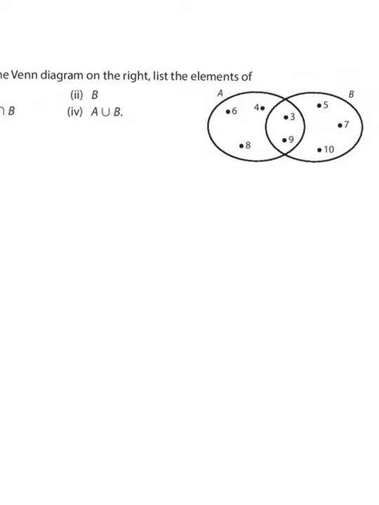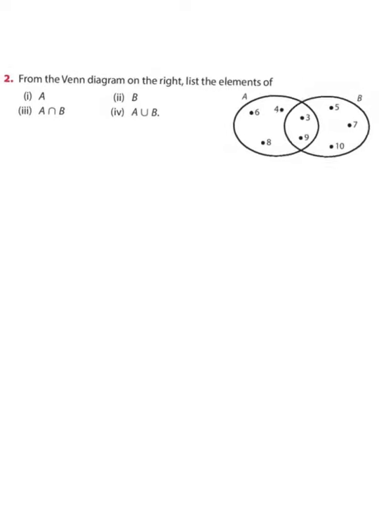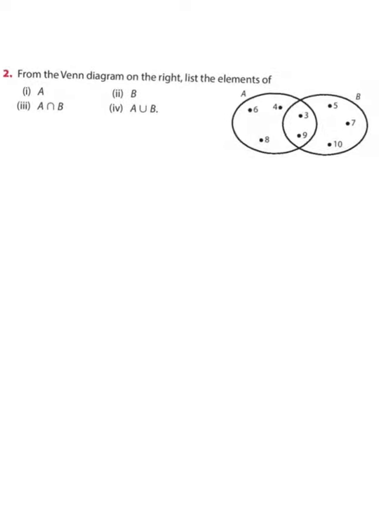Okay, so the next thing that we're going to do is we're going to give you a Venn diagram here so you can fit it into the screen. So from the Venn diagram on the right, list the elements of A, B, A intersection B and A union B. So that's how they write it, okay? So they won't say union and intersection. They will use the symbols.